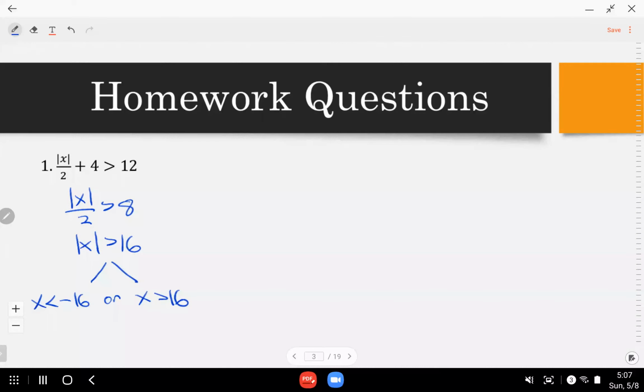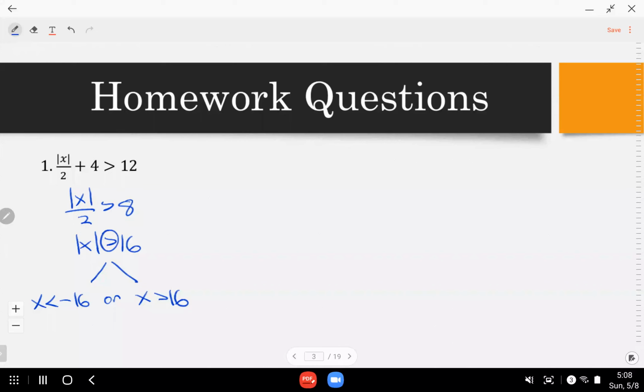Our case 2 here. When the absolute value of x is greater than something, you see this greater sign, then it's an or. That's case 2 that we talked about. So now that we've turned it into an or inequality, we have x is greater than 16 or x is less than negative 16.